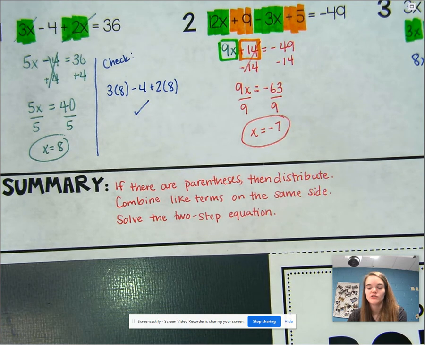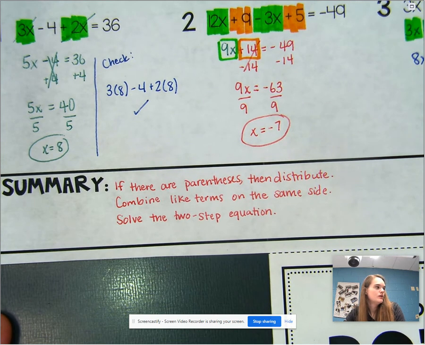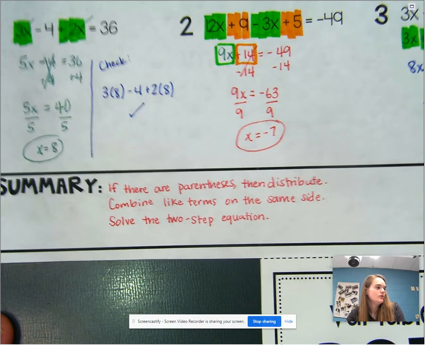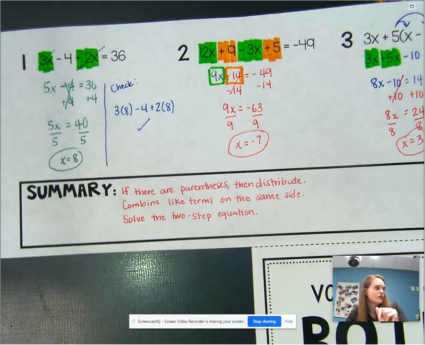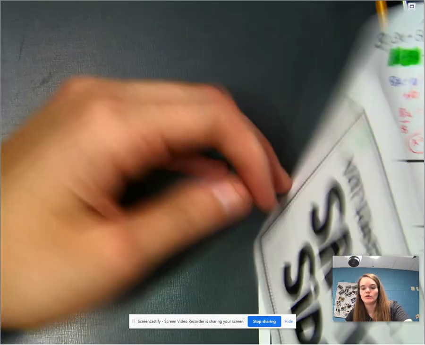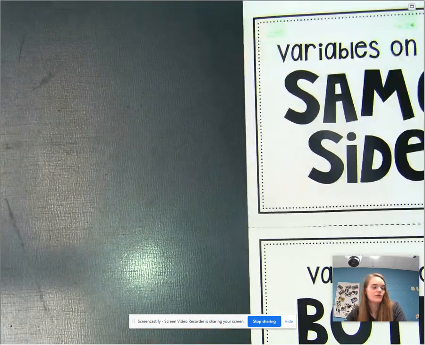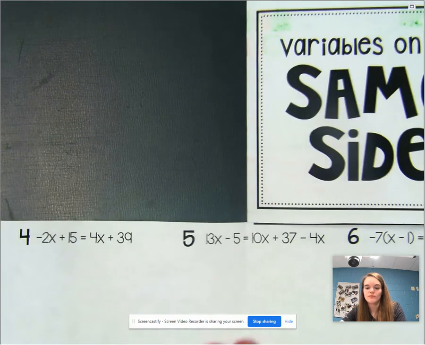Now we're going to talk about solving equations with variables on both sides, okay? So if you don't have a printer, you have written down 1, 2, and 3, and you've written down the summary underneath it. And now we're going to work on 4, 5, and 6. Okay?